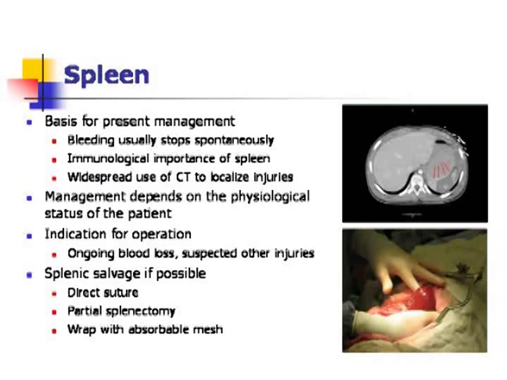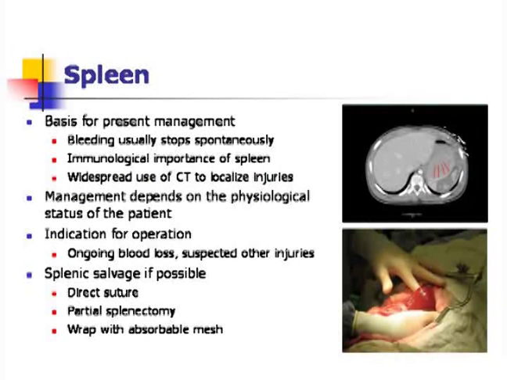But again, the management depends on the physiological status of the patient. Even if a splenic injury doesn't look bad on CT, it's still possible that the patient will need an operation. The indications for operation are ongoing blood loss and suspected other injuries. For example, it's possible to have a splenic injury but also a bowel perforation, and then you would want to operate on that bowel injury.